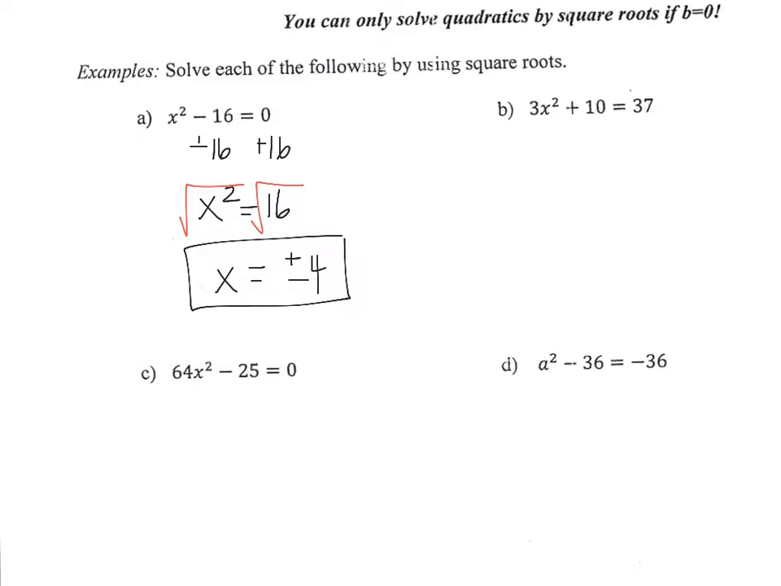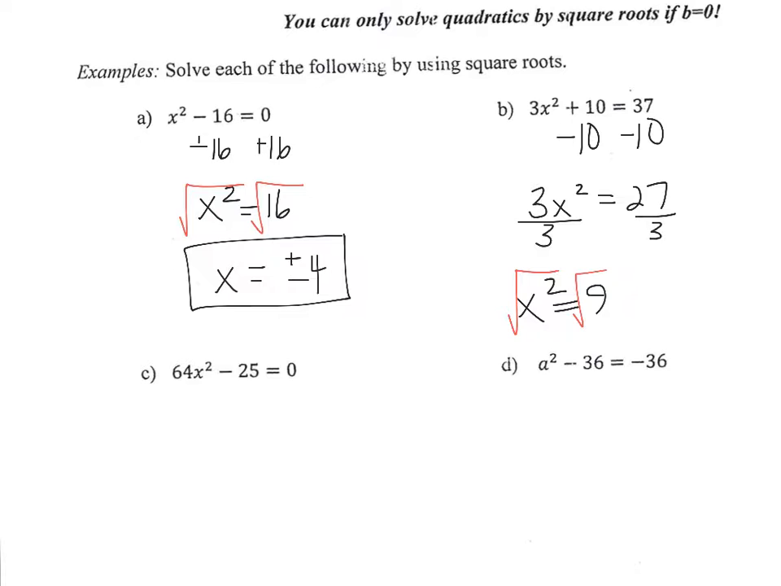Okay, letter B, I'm going to subtract 10 from each side and get 3x squared equals 27. I need to go further and get x squared by itself. So I have x squared equals 9. So the inverse of squaring is square rooting, and there's two numbers such that when I square it I get 9. So the answer is plus or minus 3.